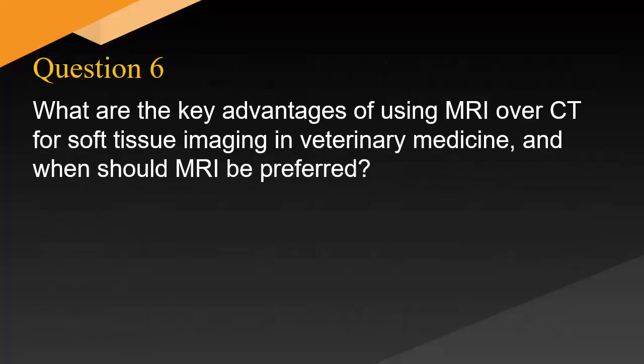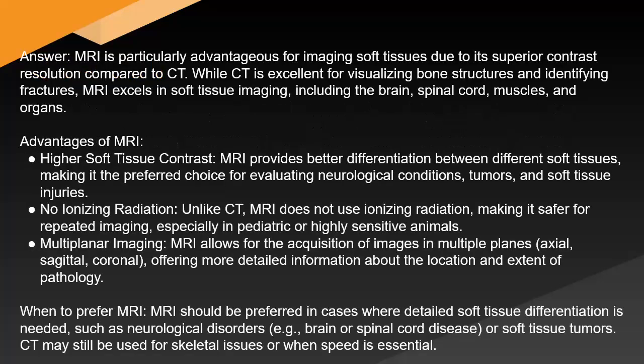What are the key advantages of using MRI over CT for soft tissue imaging in veterinary medicine, and when should MRI be preferred? Answer: MRI is particularly advantageous for imaging soft tissues due to its superior contrast resolution compared to CT. While CT is excellent for visualizing bone structures and identifying fractures, MRI excels in soft tissue imaging, including the brain, spinal cord, muscles, and organs.